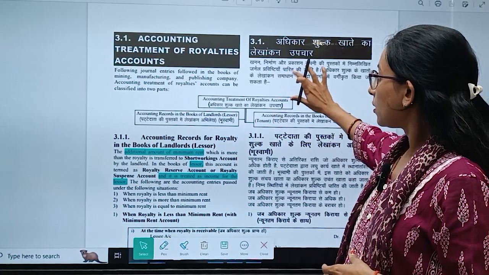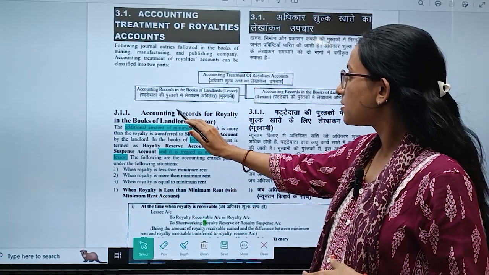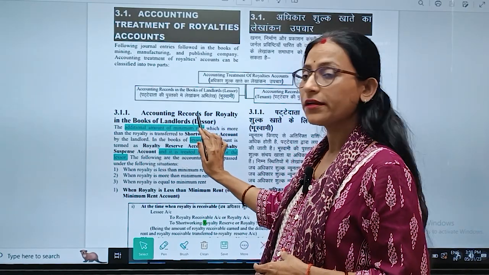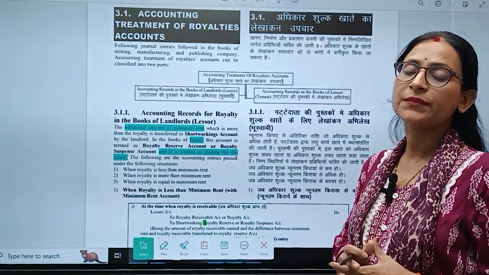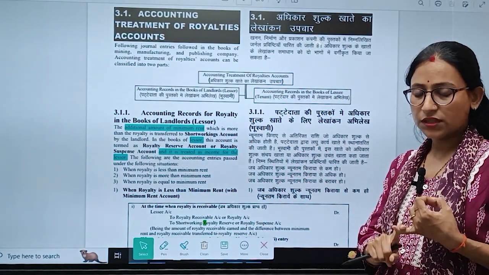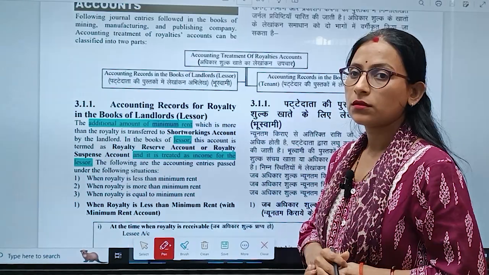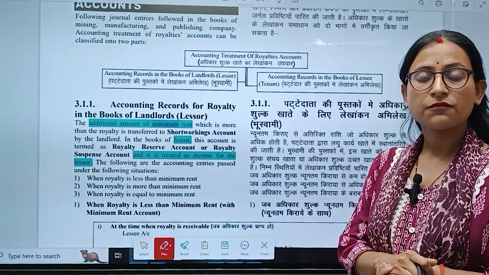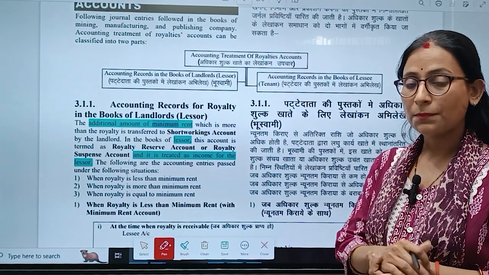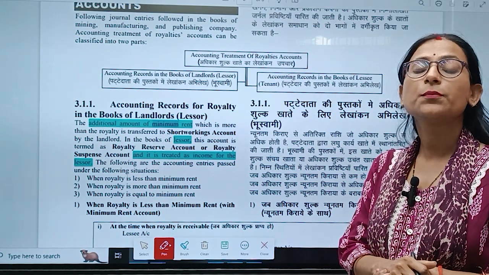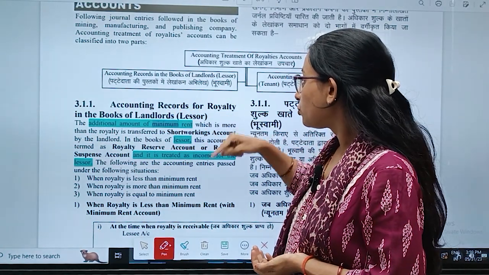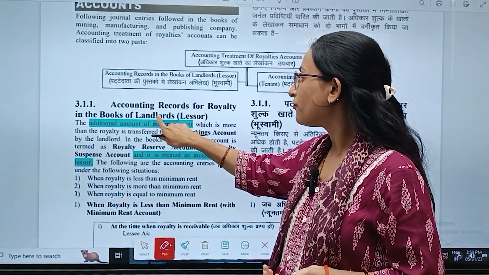So today we'll consider only the book of landlord. Accounting record can be done in two forms. First, the preparation of journal, passing journal entry, and then the preparation of ledger. Now today we'll consider only the book of landlord.